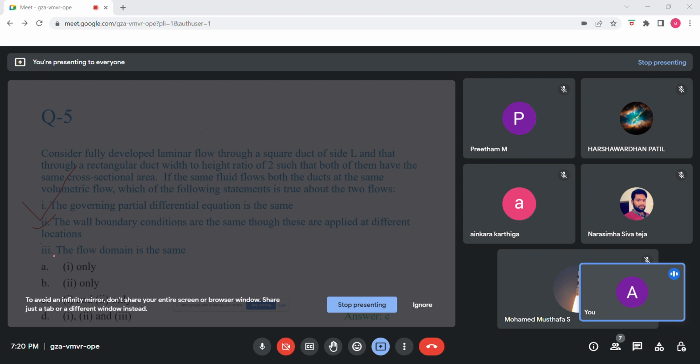And option 3 says the flow domain is the same, which is false, because the flow domain is not the same in both cases, because here the width to height ratio of the rectangular duct is different from the square duct. So obviously the flow domain is not the same. So options 1 and 2 are right. So it is answer C. C is the correct answer.